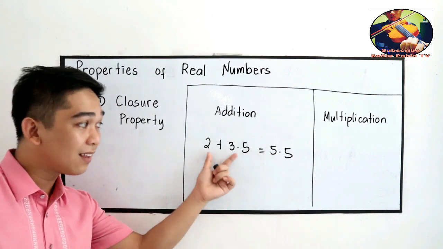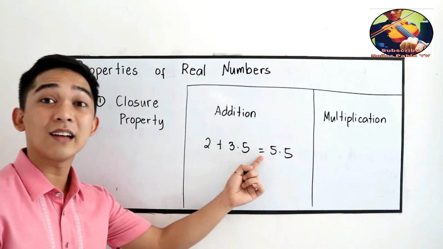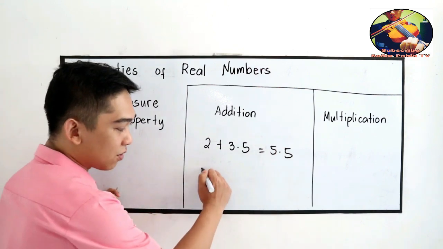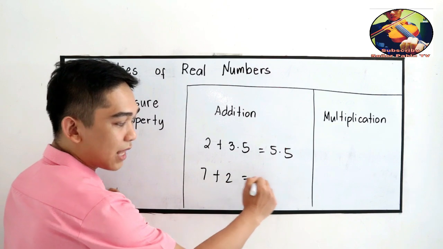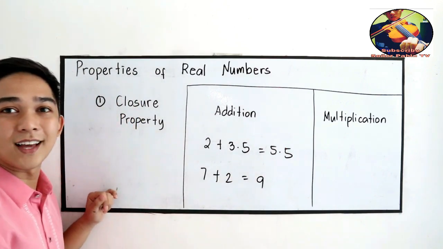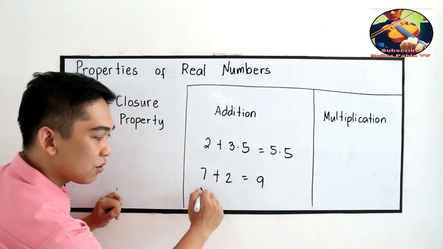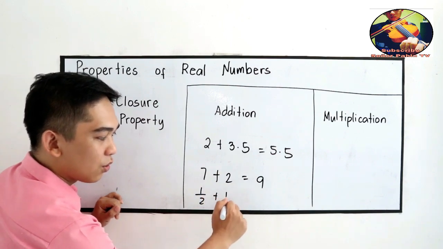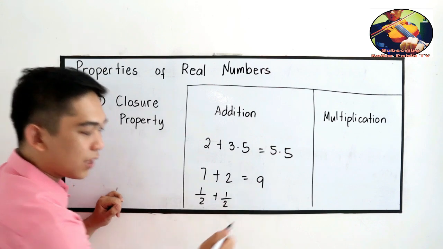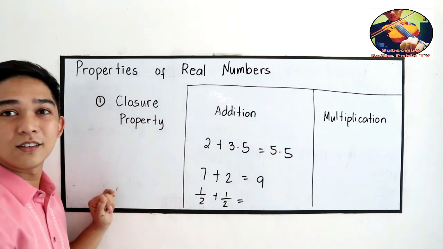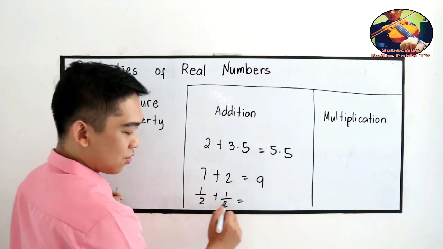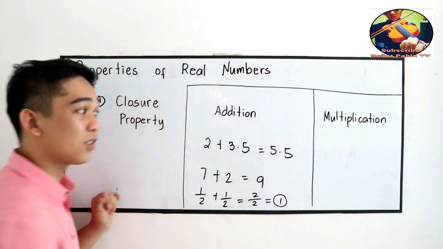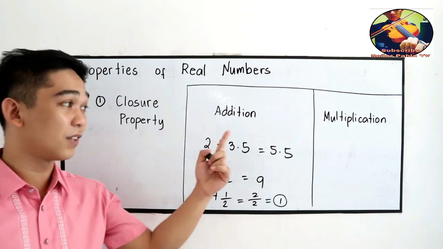If you're going to add, then the sum is a real number also. So the same when we have 7 plus 2, that is 9. When we have 1/2 plus 1/2, that is 2 divided by 2, that is 1. That is also a closure property of addition.